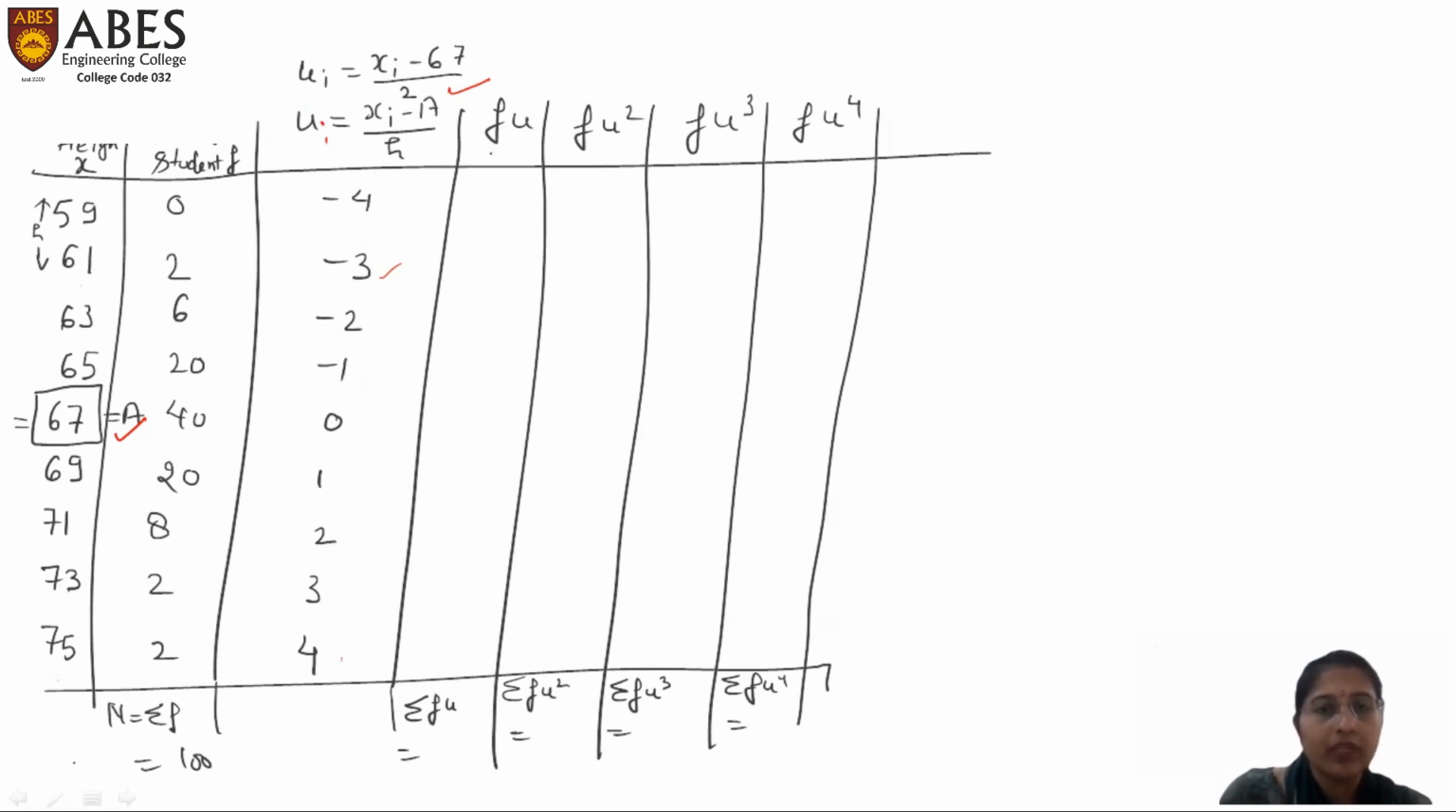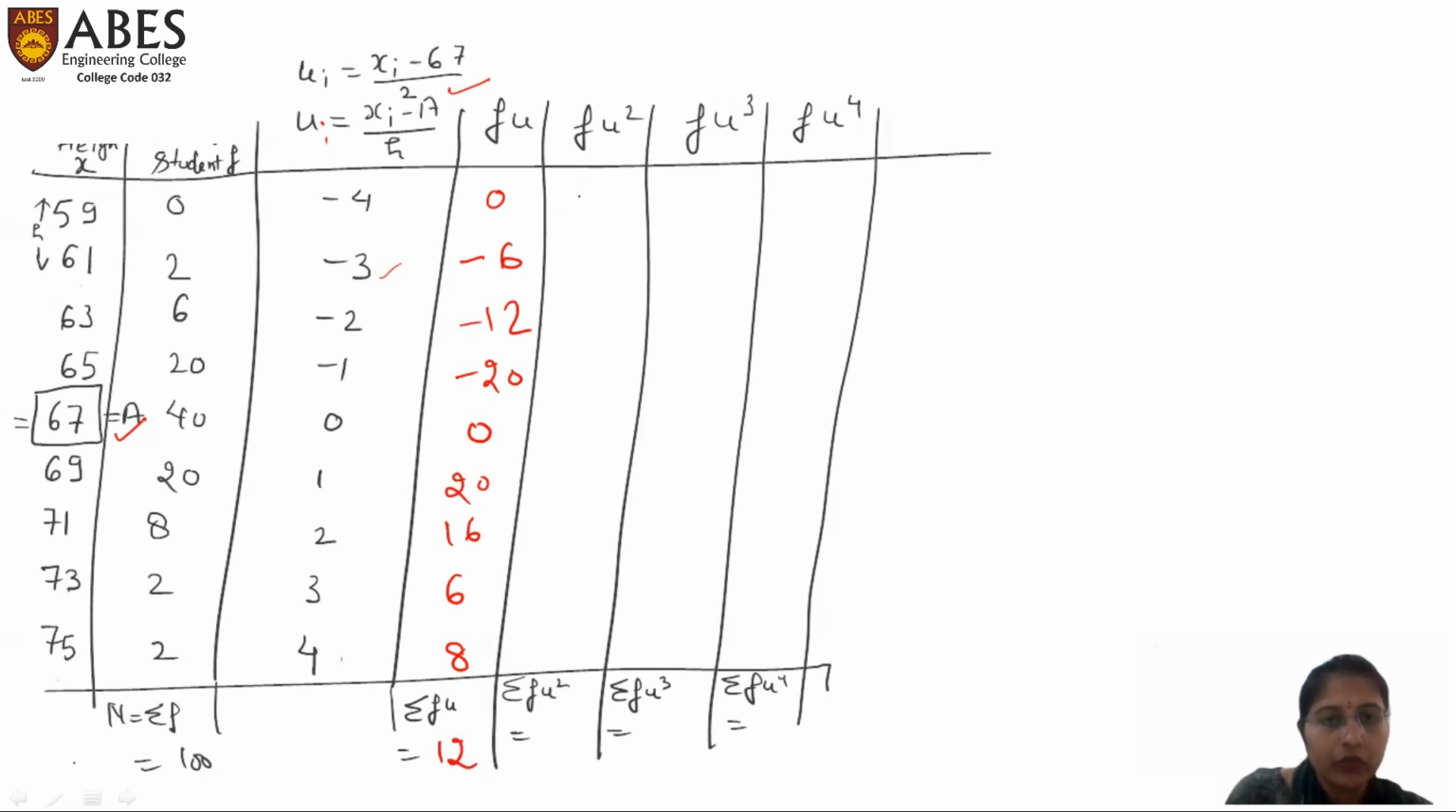Now we have to prepare the fu table, fu square, fu cube, fu power 4. So fu will be f into u, which will be 0, minus 6, minus 12, minus 20, 0, 20, 16, 6, 8. And the summation of fu is 12.